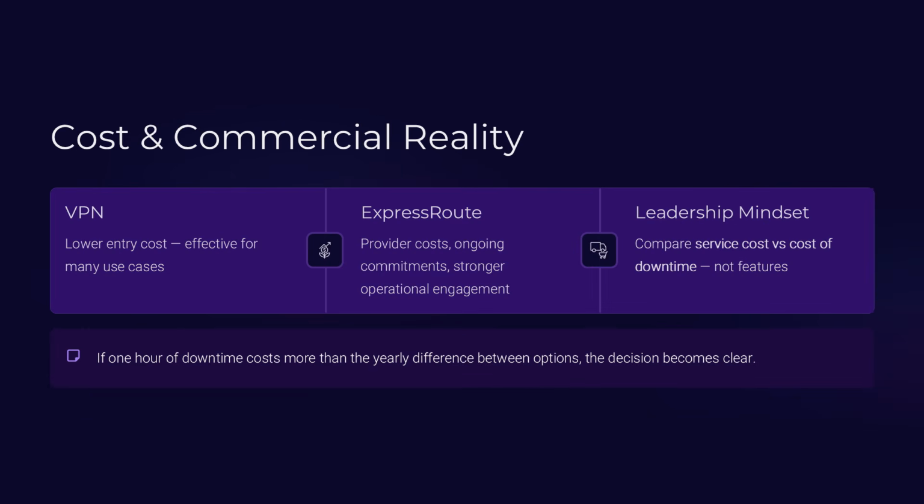With technical considerations aligned, you now bring the conversation back to business economics because connectivity choices must be justified. Site-to-site virtual private network typically has a lower entry cost and can be very effective for many use cases. ExpressRoute involves additional costs through connectivity providers and ongoing commitments, and it often requires stronger operational engagement.